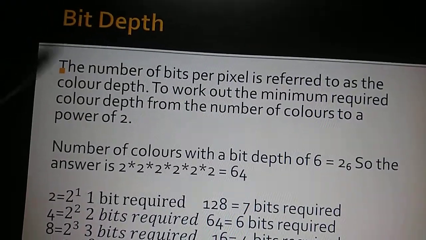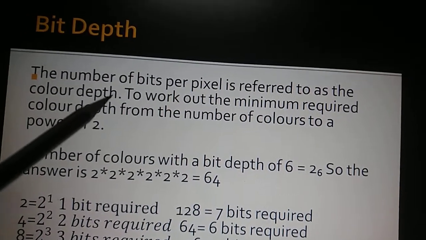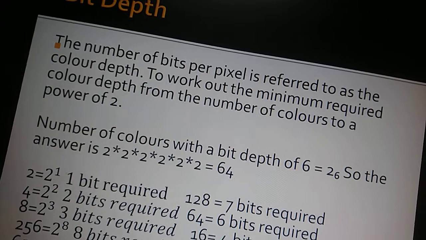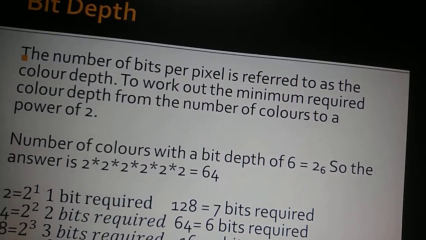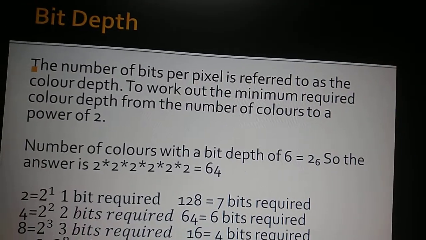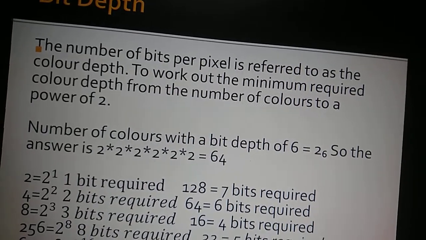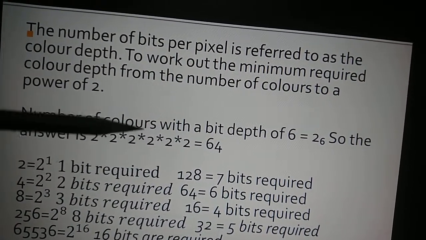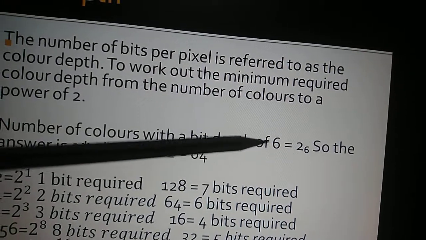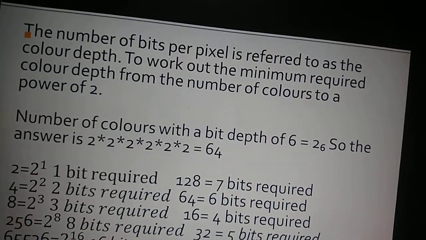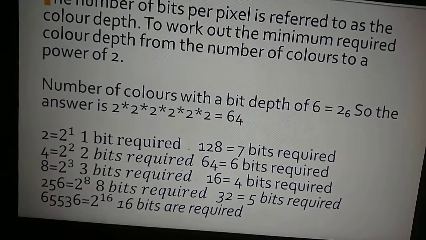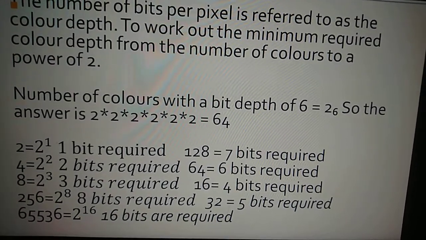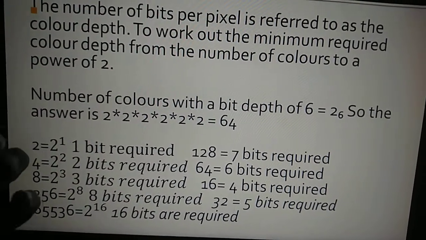So, bit depth. The number of bits per pixel is referred to as the color depth, which is the same as the bit depth. To work out the minimum required color depth from the number of colors, you use a power of 2, so you can figure it out from that. So, the number of colors with a bit depth of 6 is 2 to the power of 6. The answer is 64 because you times all those together. This basically shows how many colours you can get with this many bits.